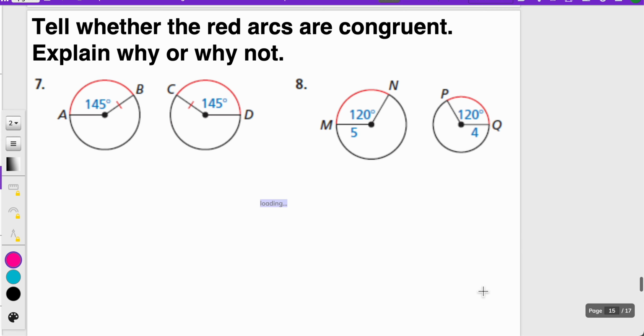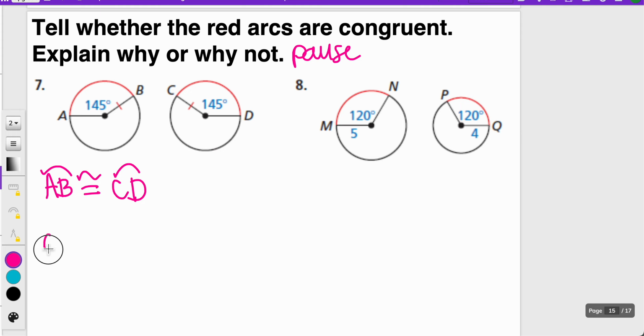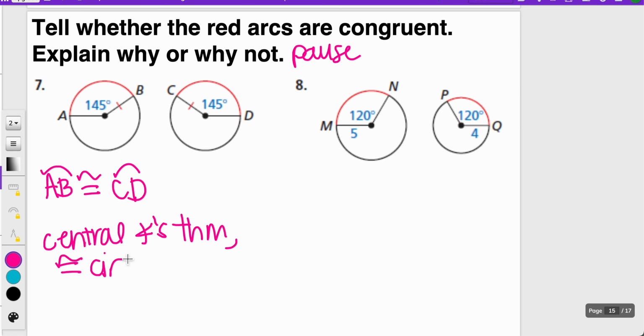All right, if you haven't tried these on your own yet, let's do so. Let's take a pause here, try these on your own, and when you're ready to check them, click play. All right, tell whether the red arcs are congruent, explain why or why not. Arc AB is congruent to arc CD because of that central angles theorem, and they are also congruent circles.